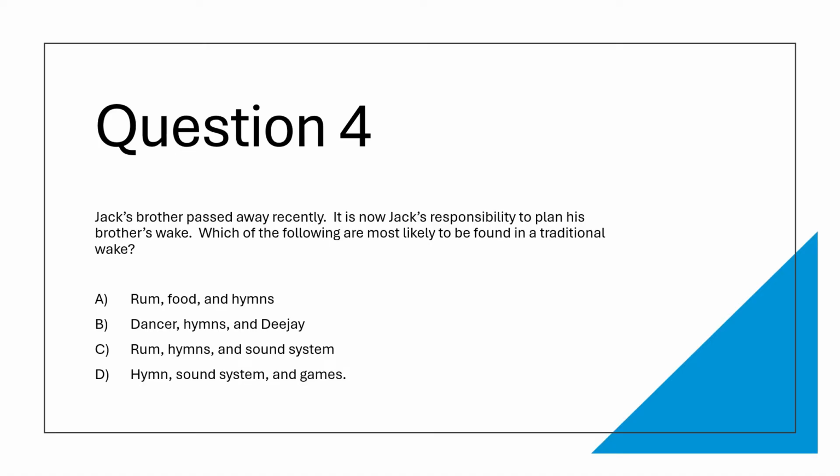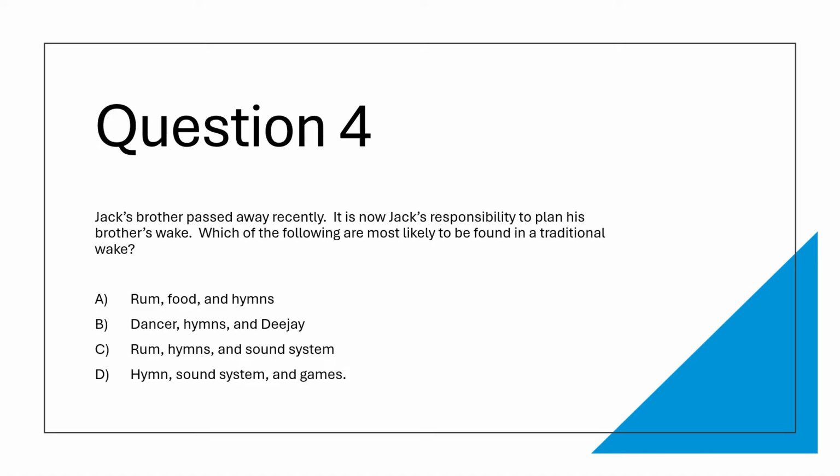So let us look at the options. A, rum, food, and hymns. So yes, we know that these things must be at the wake, but let us look at the other options to see if they give us a different response. So B, you want to have your dancers because, of course, all these cultural dances that are associated with wake will happen. Again, you have your hymns. People must sing hymns, and a DJ. Is DJ a part of the traditional wake?